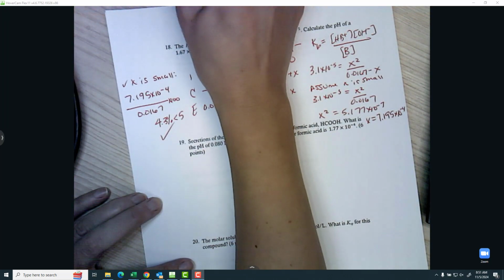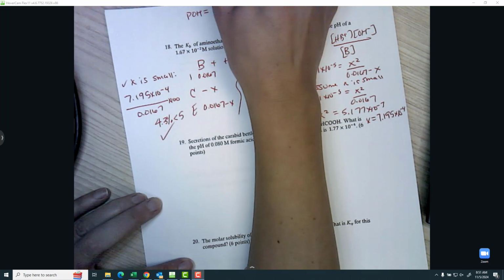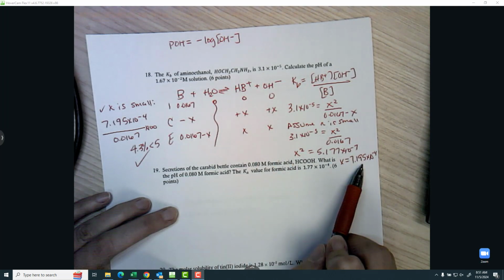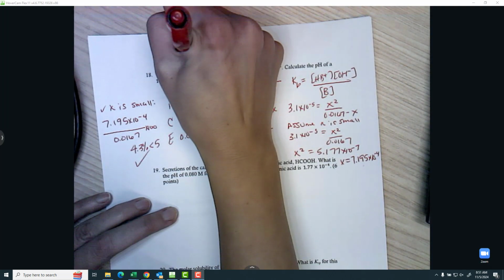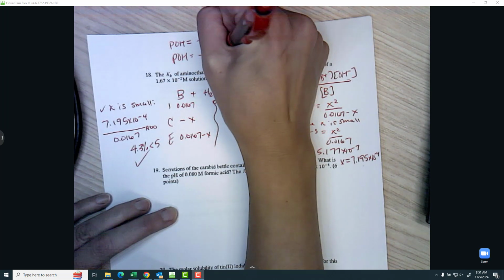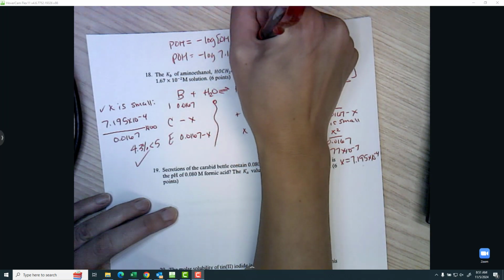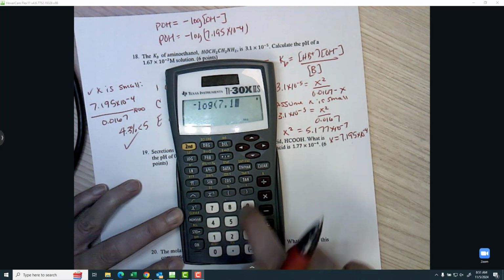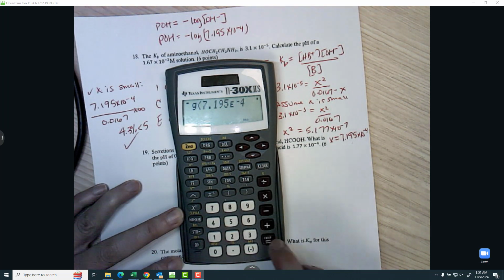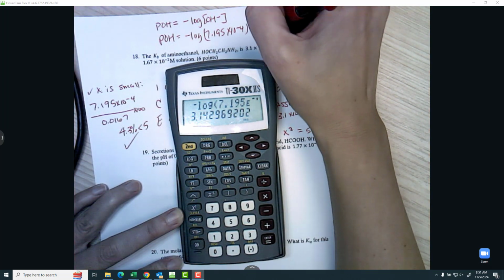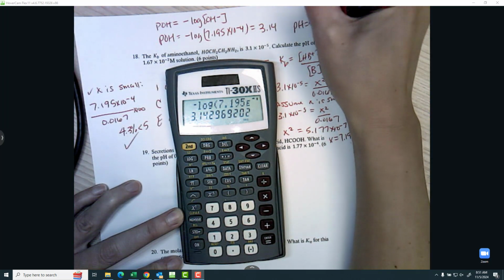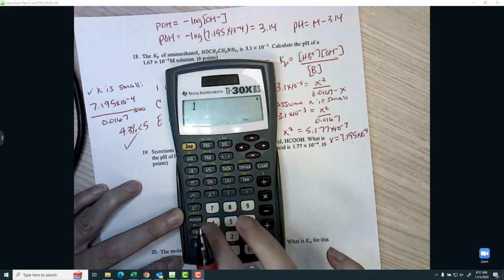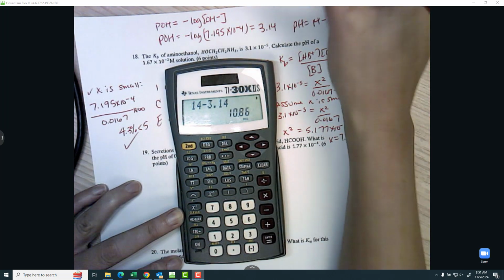All right, so then I want to figure out the pH. Right now, x is my OH, so I could get the pOH by doing minus the log of my x. And I get 3.14. That would be the pOH, so to get the pH, I would subtract from 14. And I get 10.86.